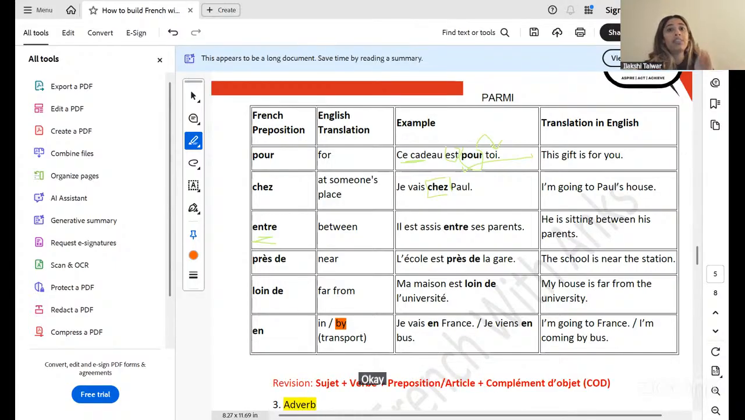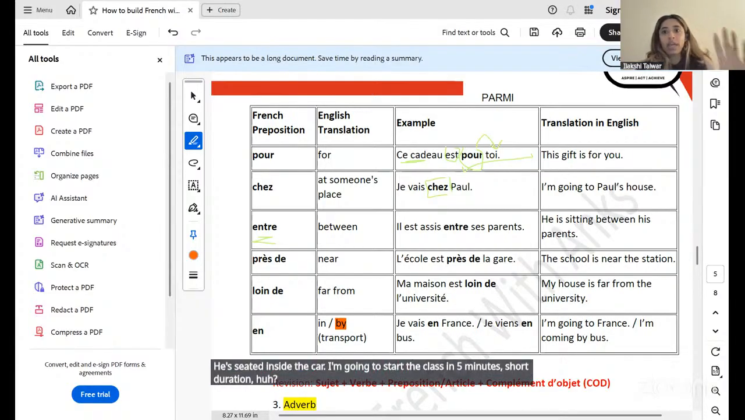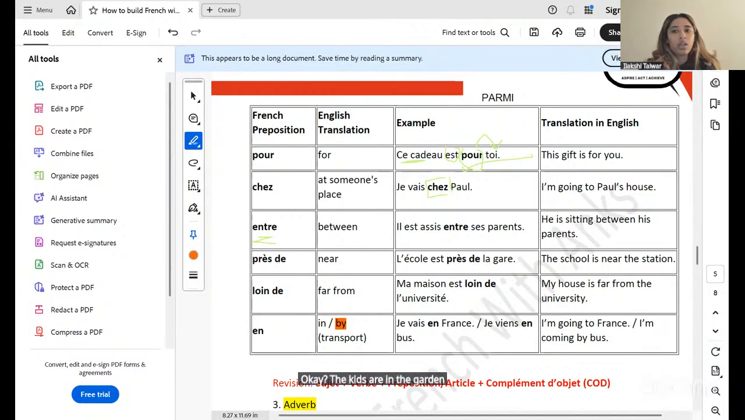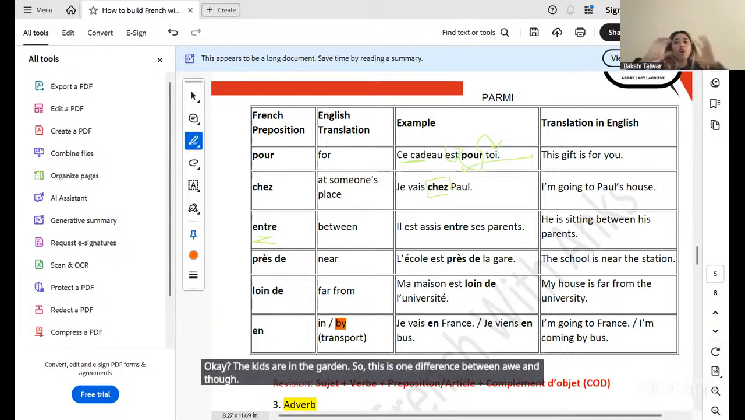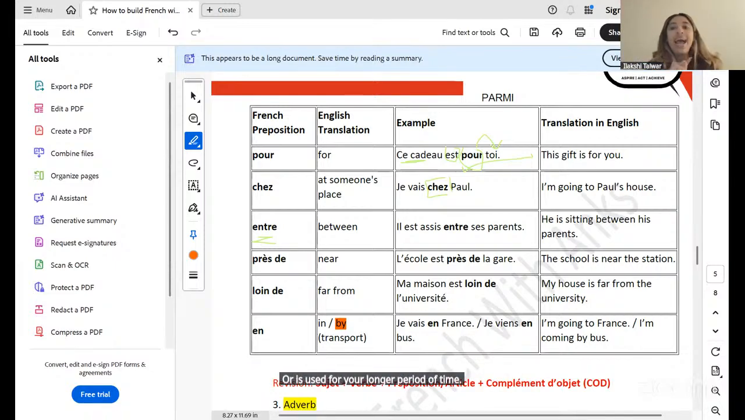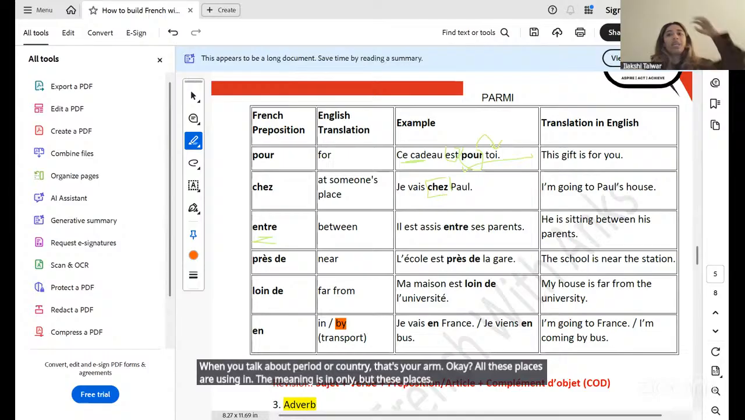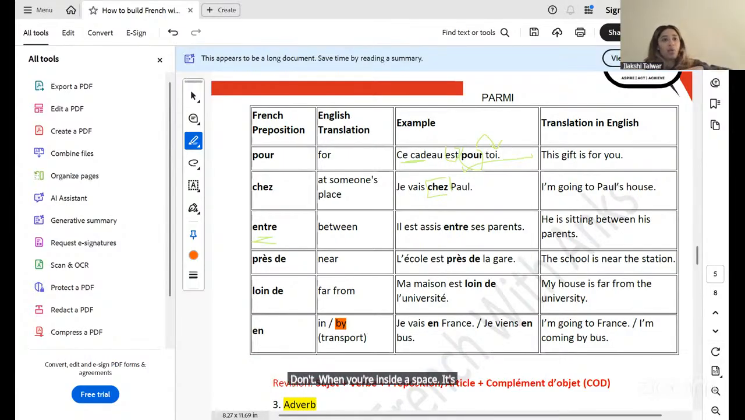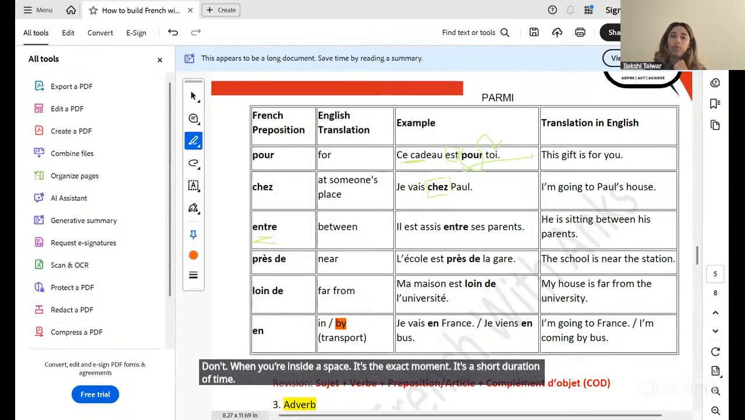Okay, dans is when you're physically inside something, like your pen is inside the pouch, he's seated inside the car, I'm going to start the class in 5 minutes, short duration, huh? Okay, the kids are in the garden. So this is one difference between en and dans. En is used for your longer period of time. When you talk about language, when you talk about period or country, that's your en. Okay, all these places using in, the meaning is in only, but these places. Dans, when you're inside a space, it's the exact moment, it's a short duration of time, that's your dans.